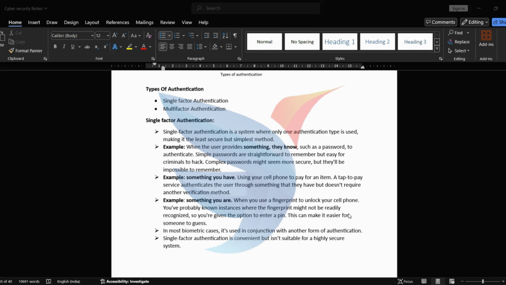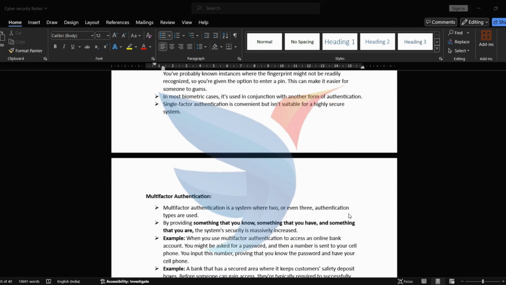You probably know the instance where the fingerprint might not be readily recognized, so you are given the option to enter a PIN. This can make it easier for someone to guess. In most biometric cases, it is used in conjunction with another form of authentication. So single factor authentication is convenient but isn't suitable for a highly secure system.